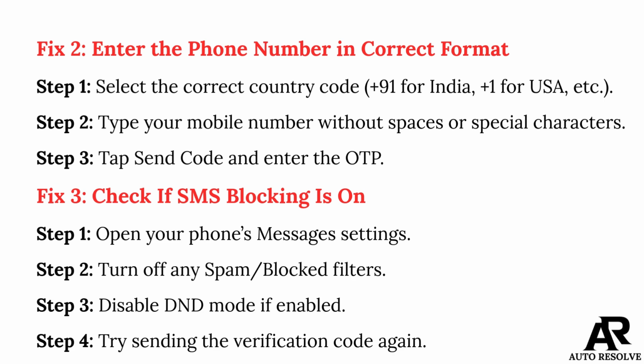Fix 2. Enter the phone number in correct format. Step 1. Select the correct country code, +91 for India, +1 for USA, etc. Step 2. Type your mobile number without spaces or special characters. Step 3. Tap Send Code and enter the OTP.